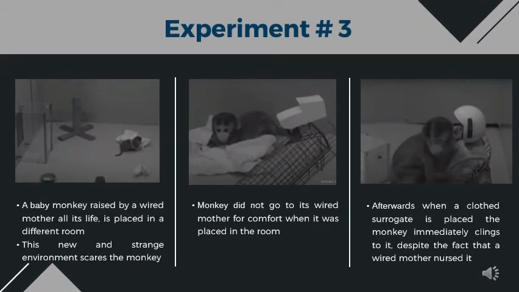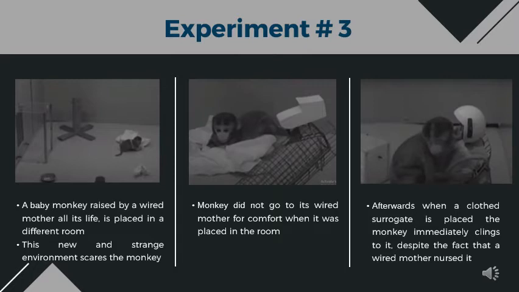Experiment number 3. In this experiment, the baby monkey is placed in a different room, which is a new and strange environment for him. Initially, the monkey is alone and frightened in the room. This baby monkey was raised by the wired mother all its life. Then the wired mother is placed in the room. But surprisingly, the monkey is still afraid and is not going to its wired mother for comfort. Lastly, the same test was conducted by placing a cloth mother in the room. The baby immediately runs and clings to the cloth mother, despite the fact that a wired mother nursed him.